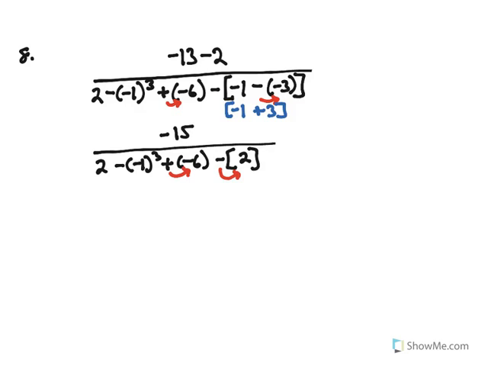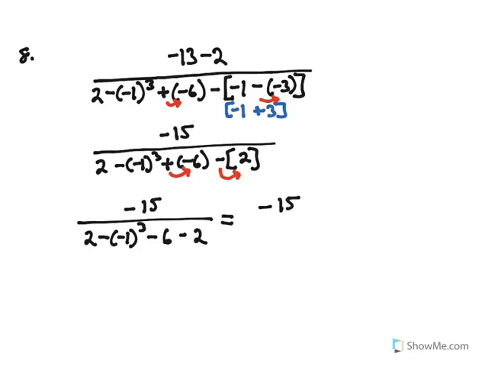this is going to be negative 15 all over 2 minus 1 cubed. Now a positive and a negative is a negative, so we eliminated that pair of parentheses. A negative times a positive 2 is a negative 2, and we get rid of that pair of brackets. Okay, so it's coming out nicely.